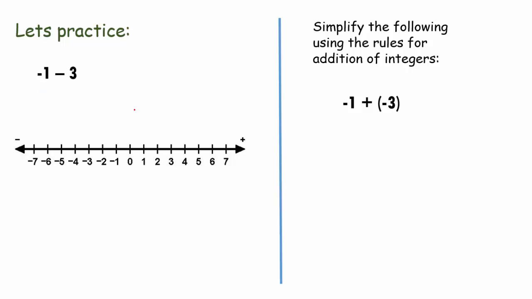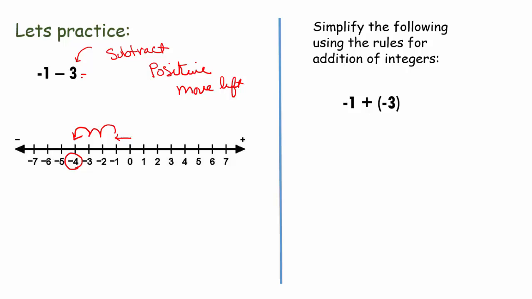All right, negative 1 minus 3. So that means I go, okay, I have to go from 0 over to negative 1, and then I'm subtracting a positive. When I subtract a positive on the number line, I need to move to the left. I'm subtracting a positive, I'm moving to the left. So I'm going 1, 2, 3 to the left from that negative 1, ends up at negative 4. So negative 1 minus 3 more is negative 4.